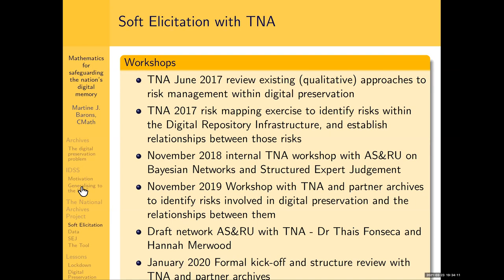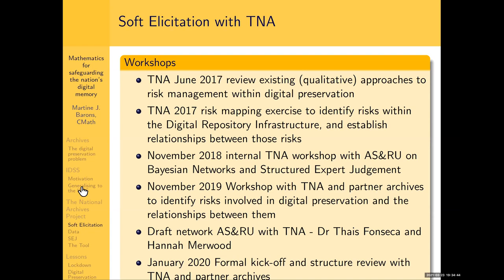So they had a review internally in 2017 of their approaches to risk management, which tended to be quite qualitative. You know, we found that this helps. And they'd had a mapping exercise to identify the risks. So the digital preservation was just coming up on their consciousness and becoming something that they like, we need to do this now. And then we had a little workshop with them, with TNA and ASNRU, the Applied Statistics and Risk Unit. The contact was made by my colleague Jim.